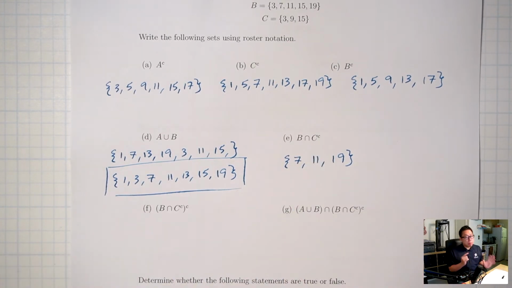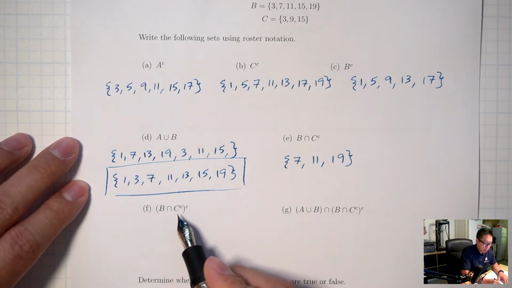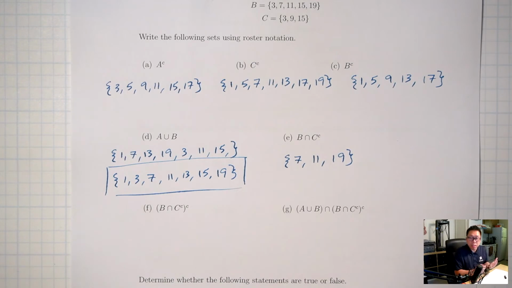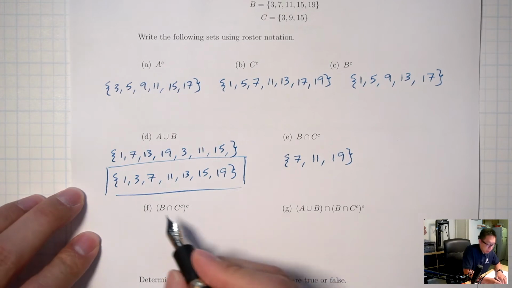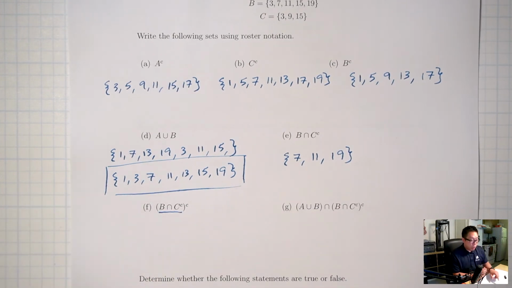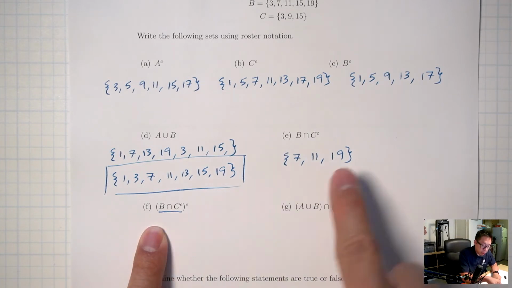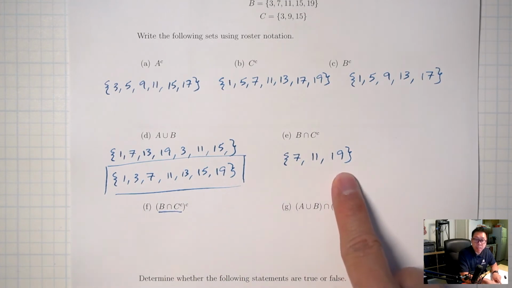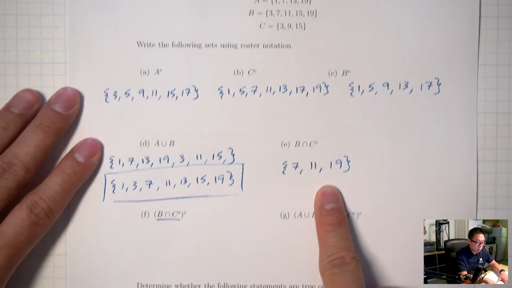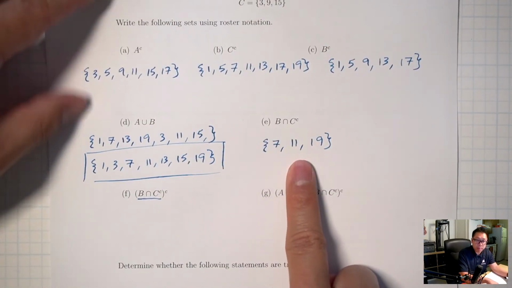Part F looks a little bit complicated, but it's not really. So this is B intersect C complement, parentheses complement. All this is asking you to do is take the complement of whatever's inside the parentheses. Whatever's inside of parentheses, we already did, right? So B intersect C complement, we did already. We actually did it right here. So all this is asking you to do in part F is to take the complement of part E. And complement means I want everything that's not in part E. So I'm going to go through my universal set and list out everything that is not in part E.